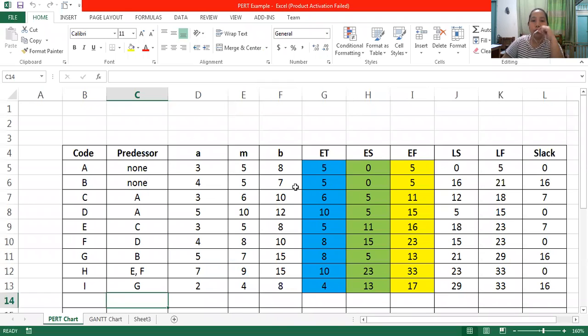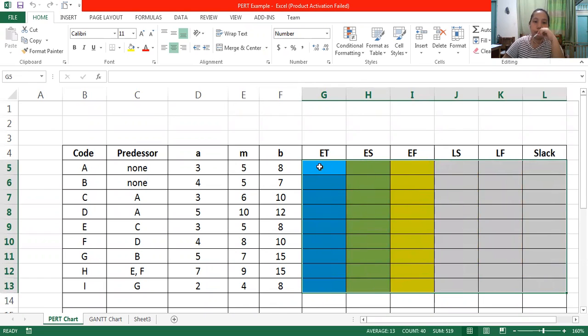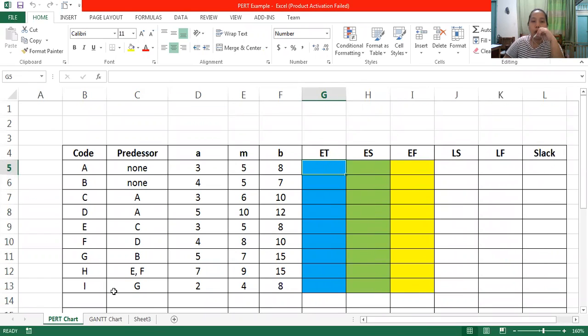Okay, so we're going to compute now. So we're going to compute for the estimated time as earliest start, earliest finish, latest start, and latest finish. Based here on the given values, we have codes A, B, C, D, E, F, G, H, I. So these are our activities, and the predecessor is this one.